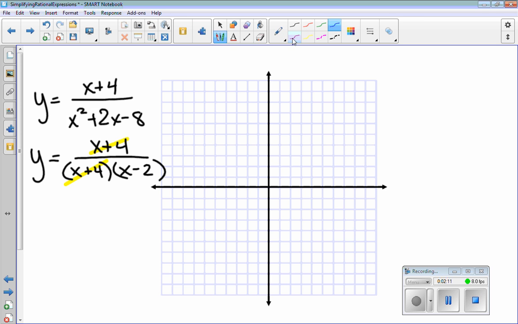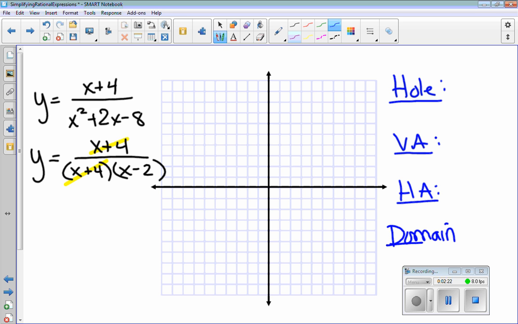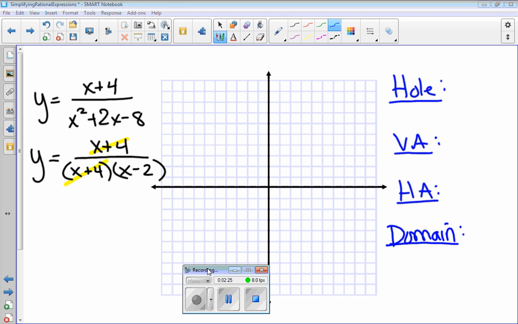So on their OPQ, I'm going to ask you to list the holes, the vertical asymptotes, the horizontal asymptotes, and I'm also going to ask you to write the domain. Okay, we're going to talk about domain and range. I don't think on the OPQ I asked for the range, but we'll at least talk about it here. So I have a hole where the factor that canceled out equals 0, which means the hole is at negative 4. Okay? Are we okay with that?